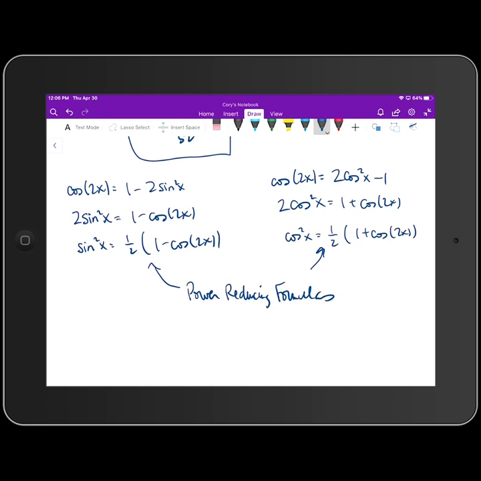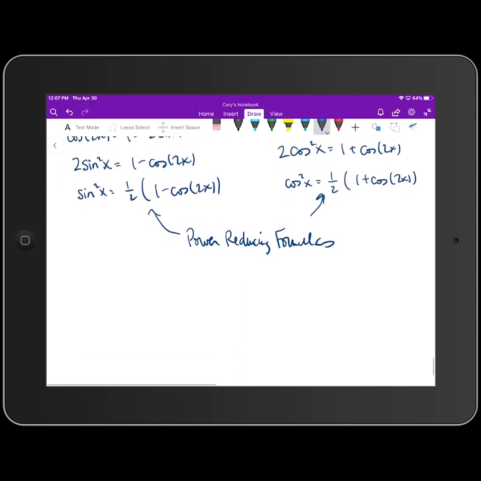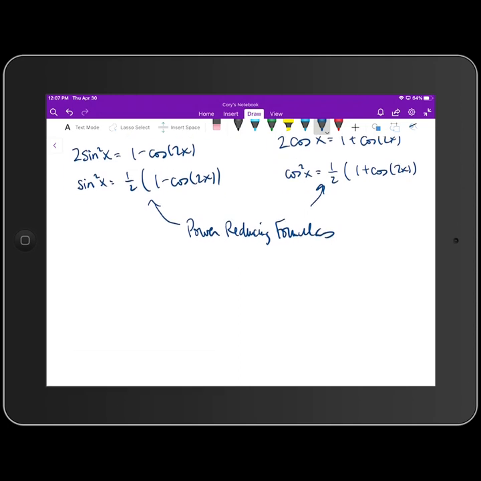If you guys go on to take Calc BC, we use these power reducing formulas quite a bit, especially when it comes to finding area enclosed by a polar curve or area enclosed between two polar curves. So you guys are going to see those power reducing formulas used quite frequently. So let's do a quick exercise in algebra.